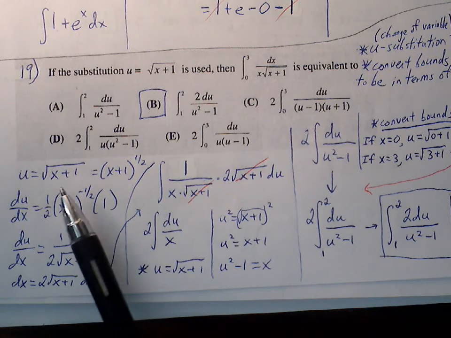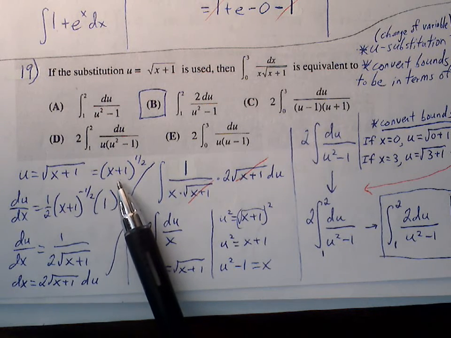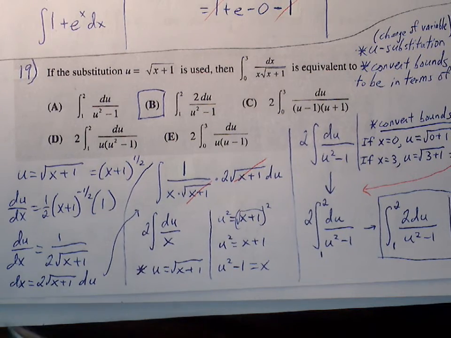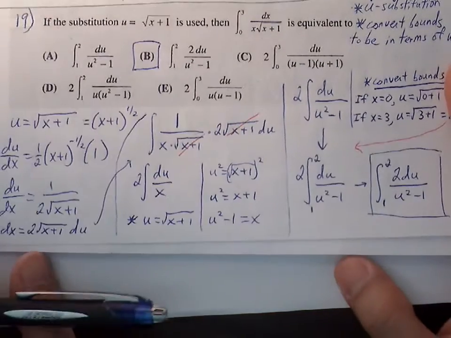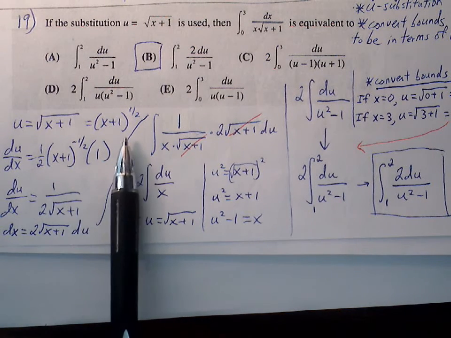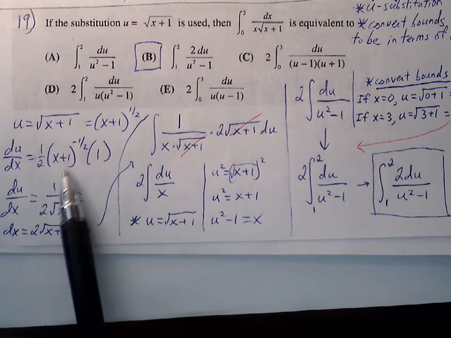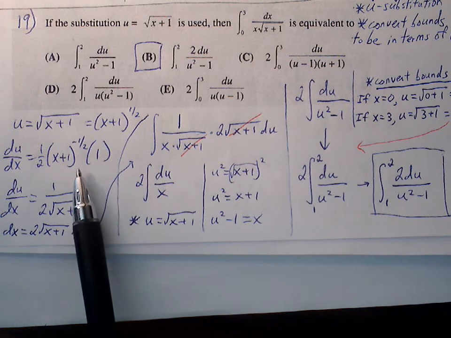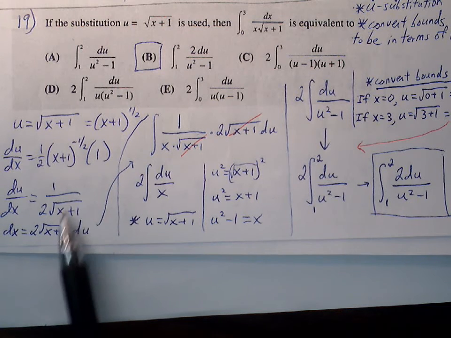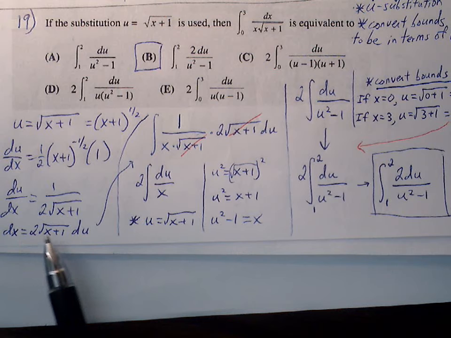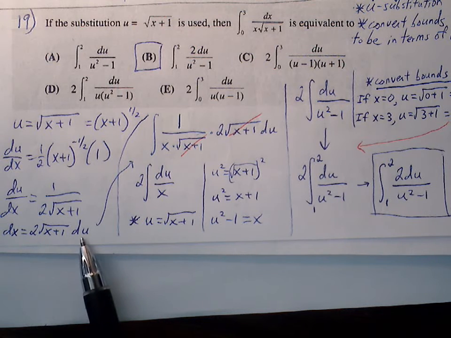We let the u value be square root of x plus 1, get it ready for chain rule, rewrite it as x plus 1 to the 1/2. Our derivative is the outside's derivative: bring down the 1/2, keep the parentheses, subtract 1 from the exponent, then multiply by the inside function's derivative. Clean this up a little bit. We get 1 over 2 square root of x plus 1. Cross multiply. We get dx equals 2 square root of x plus 1 du.